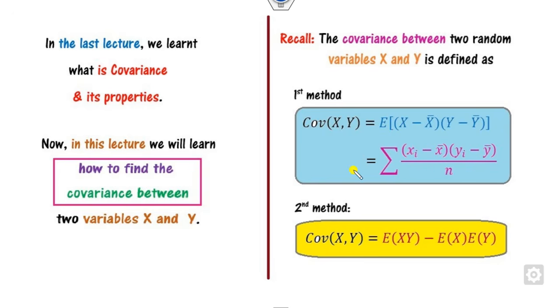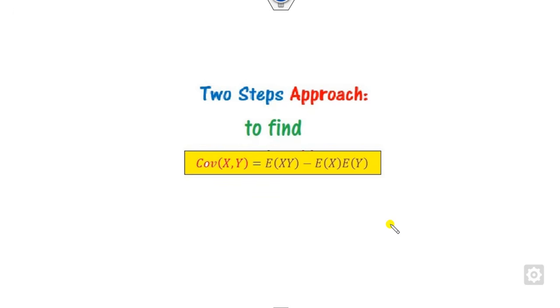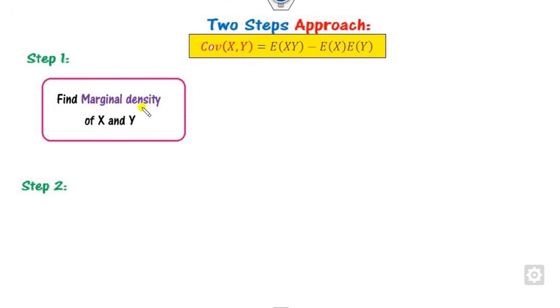So recall that you can use this first method, that the covariance is nothing but the expected value of x minus its mean times y minus its mean, or else we can use this second method. I will try to solve all those examples with the help of this method, which is a simple way. So I will describe the two-step rule. You can simply follow these two steps for finding the covariance between x and y. What are the two steps? Step number 1 is you have to find the marginal density function of x and y. That is, if you have the joint density function of x and y, you have to find the marginal of x as well as the marginal of y.